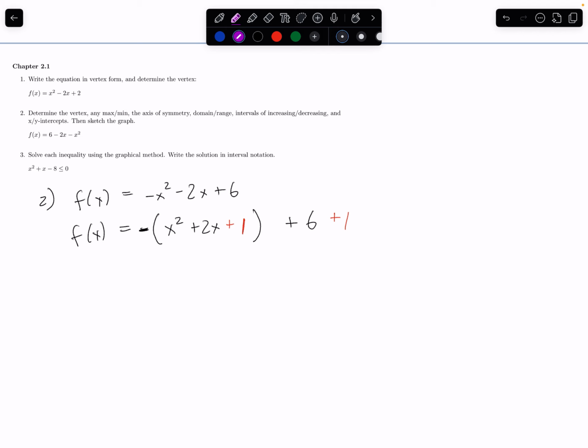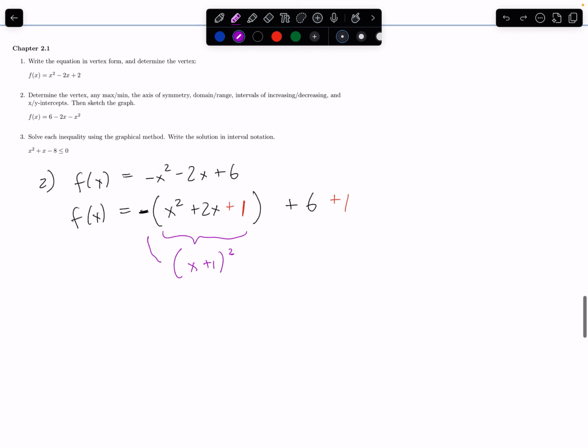Okay, so now everything is looking great. Here, I'm going to rewrite this as a complete square. That's x plus 1 squared, right? And you notice you have this negative that carries through right there. The completing the square part happened inside that parentheses, so this negative should not be affected by it. It's still going to be coming down with that. And here I have plus 6 plus 1. That's plus 7. Okay, so boom, there is my vertex form.